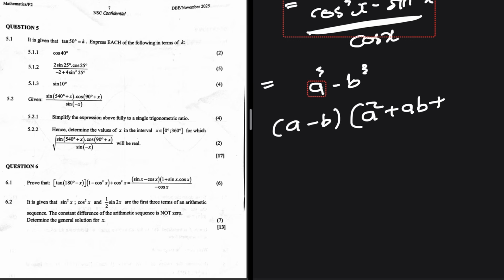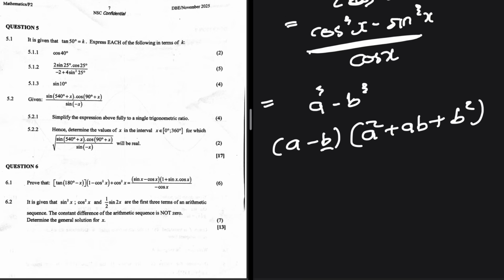Now if we look at our numerator, we know that if we have a cubed minus b cubed, we can factorize that using the difference of cubes. So we're going to have a minus b into a squared. For the second term, we multiply a by b, but change the middle sign, so it means that we're going to have plus ab, and then the last term should always be positive. That means we will have plus b squared.